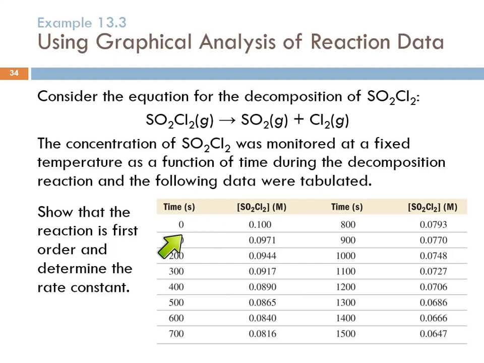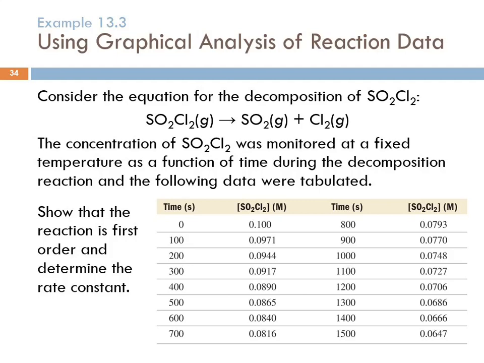And so they're giving us this table. Here's time 0, 100 seconds, and 200 seconds. They're measuring the concentration of the reactant at each of these times. Okay? What they're asking us to do is show that the reaction is first order and determine the rate constant.